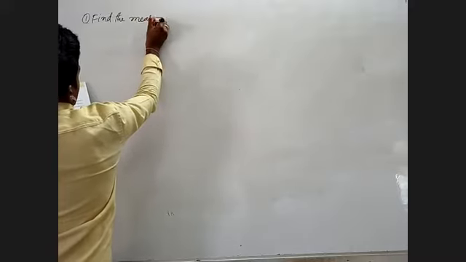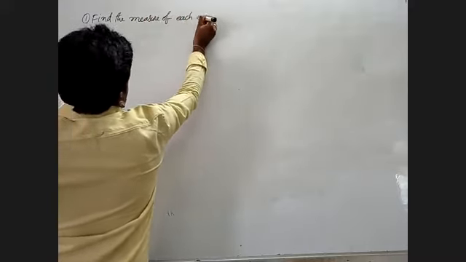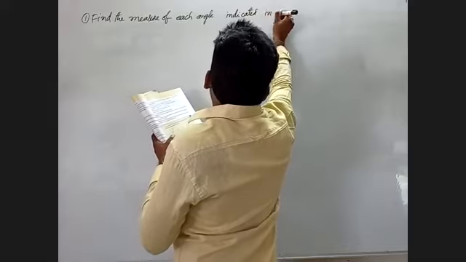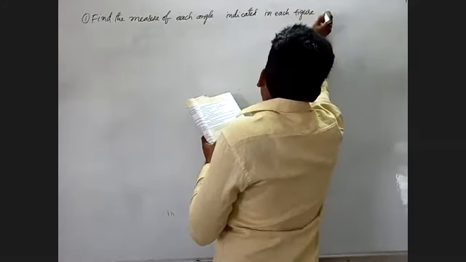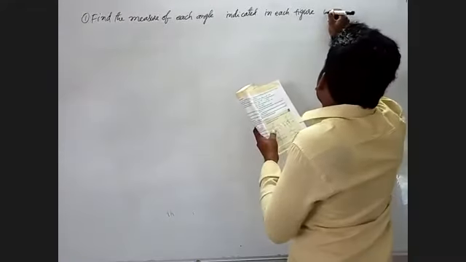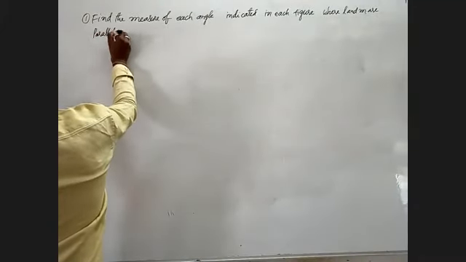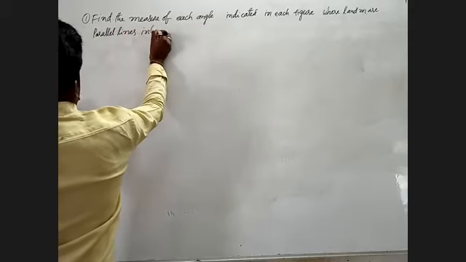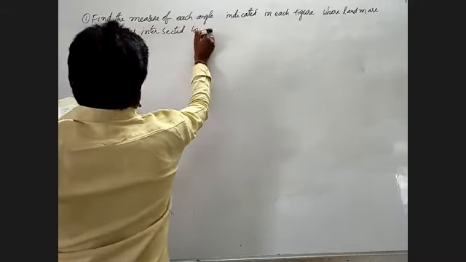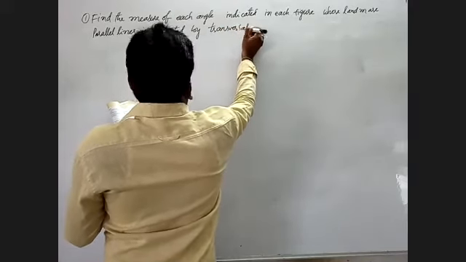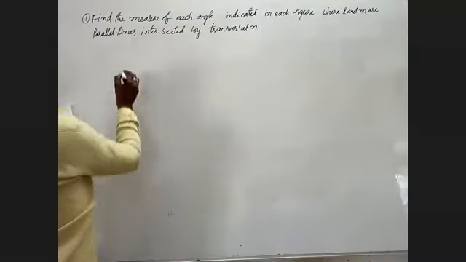Find the measure of each angle indicated in each figure, where L is parallel to M, intersected by transversal M. This is the given line.